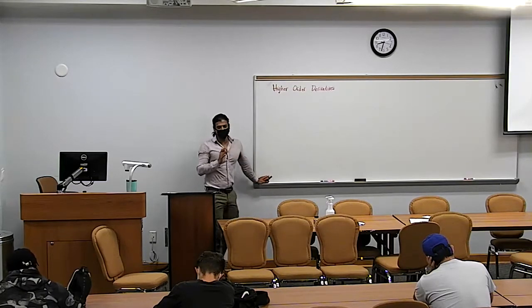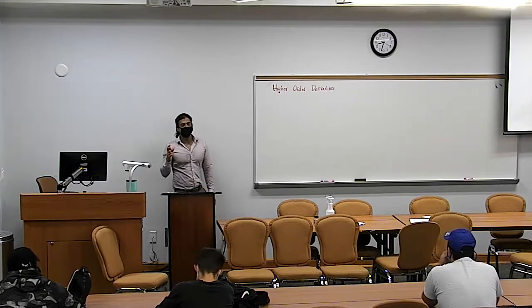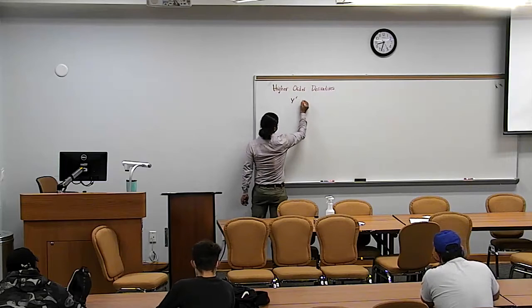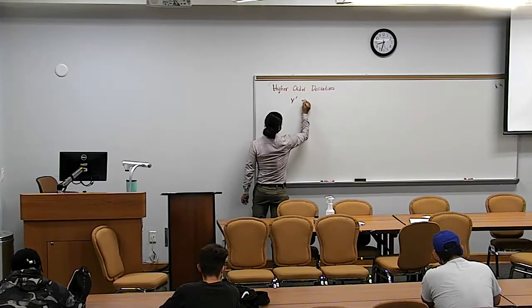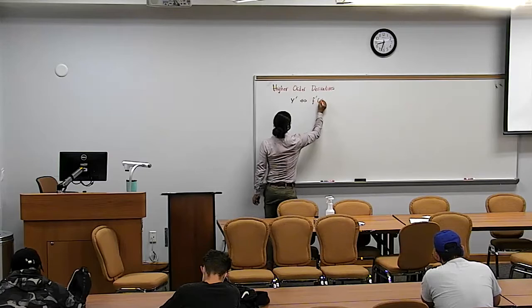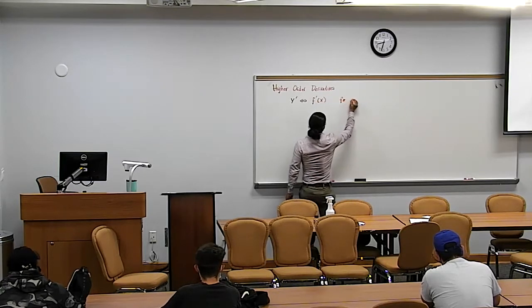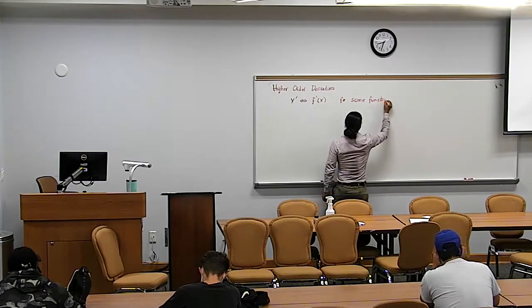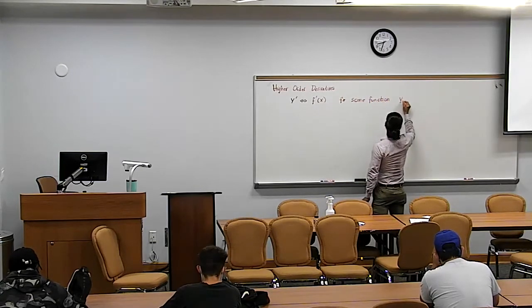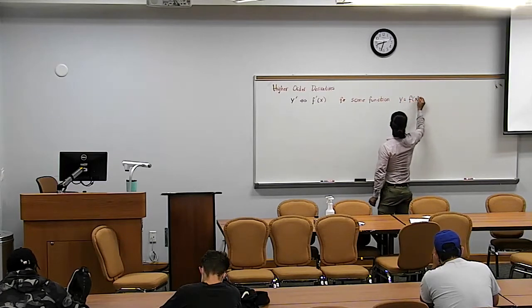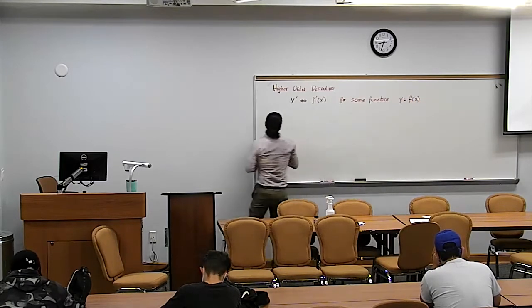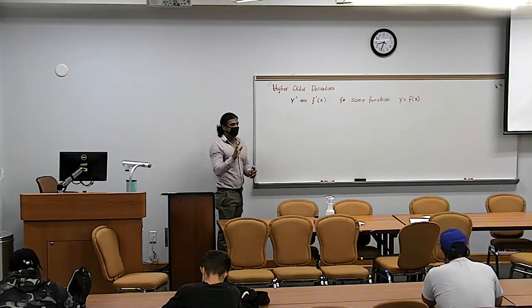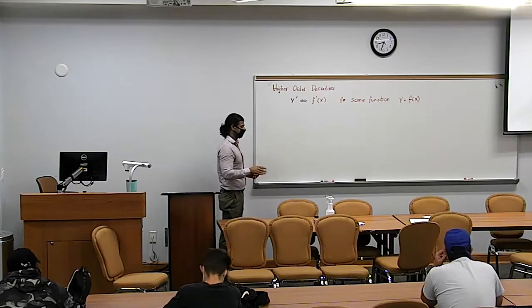Whatever we have as dy divided by dx is simply the first derivative. So you have y prime. It is the same as f prime of x, for some function y equals f of x. Good. What does a higher order derivative mean?